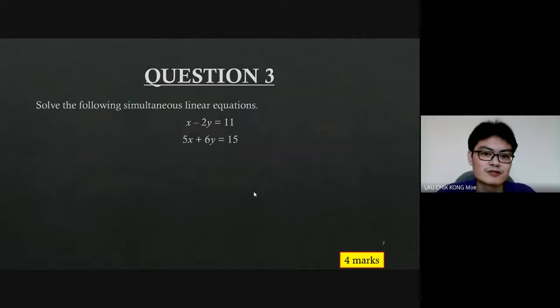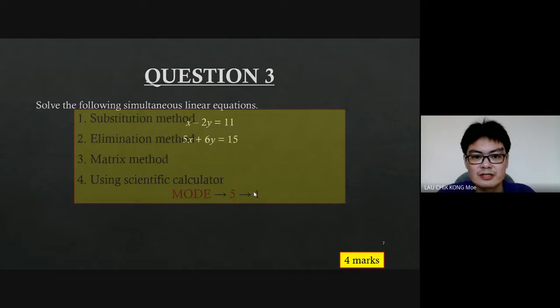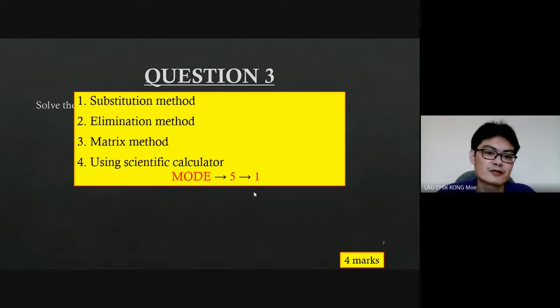Question number 3 is simultaneous linear equations. Actually, we have 3 methods to solve these questions: substitution, elimination, and the matrix method. We can also use the scientific calculator, mode 5-1, to get the final answer. Either method you can use, but if the question has an instruction that a matrix method cannot be used, then we use the other methods only.